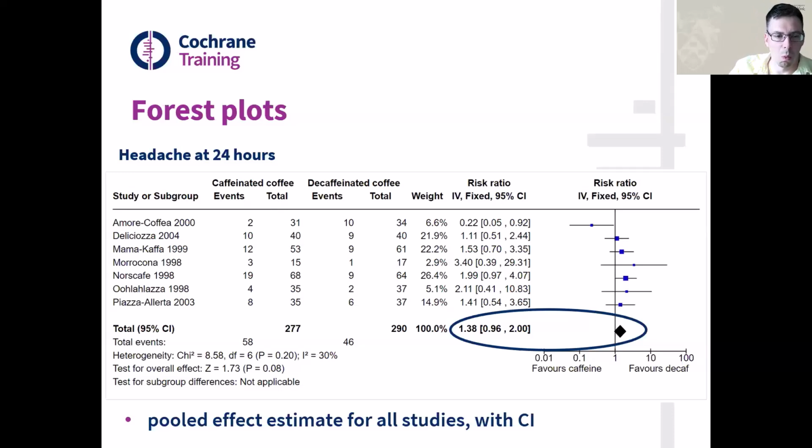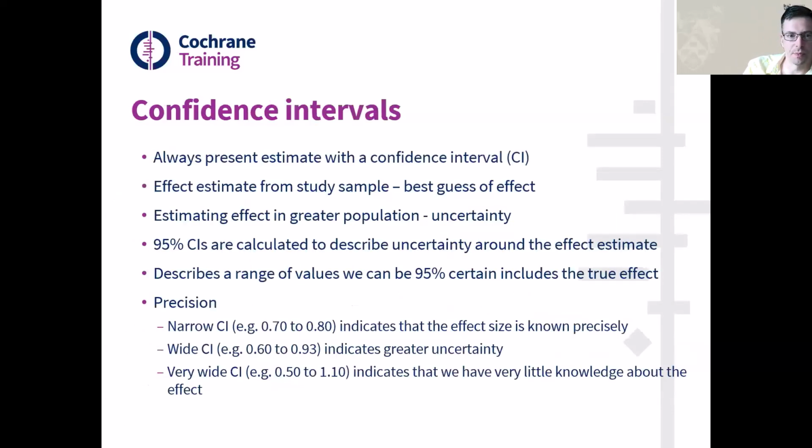So we always present results with a confidence interval, because that's giving us our best guess of effect and telling us our overall uncertainty in the result. So obviously we have to be careful of interpreting confidence intervals. The narrower the confidence interval is, the more precisely we're sure about the effect estimate. So for example, if it was 0.7 to 0.8, we're pretty confident that it's in that very narrow range. And the wider it gets, of course, the less and less certain we are about the result. So we're always presenting our meta-analysis with our confidence interval.